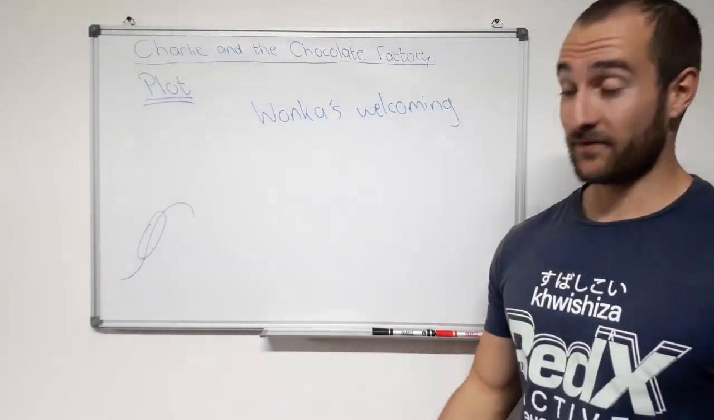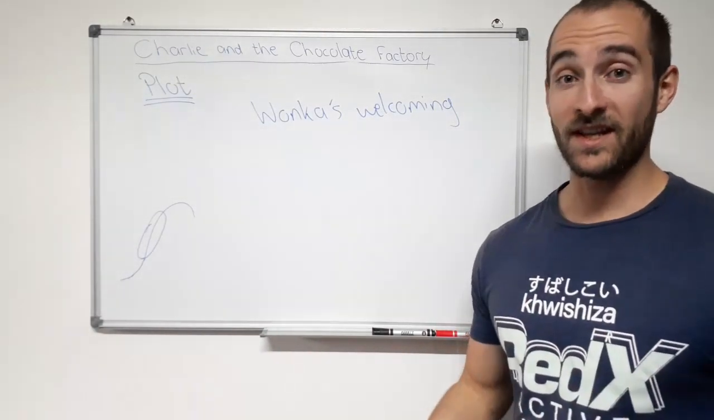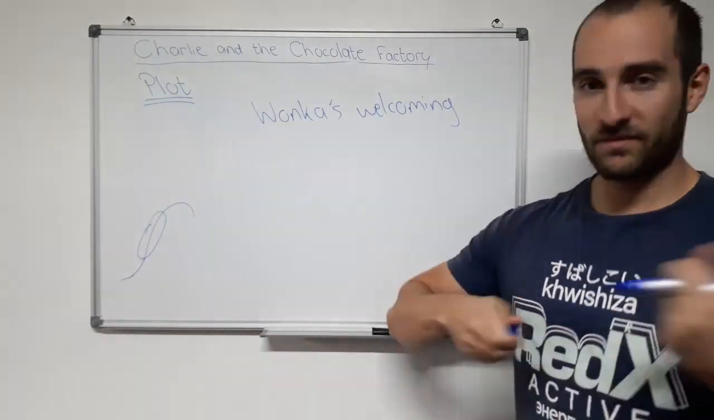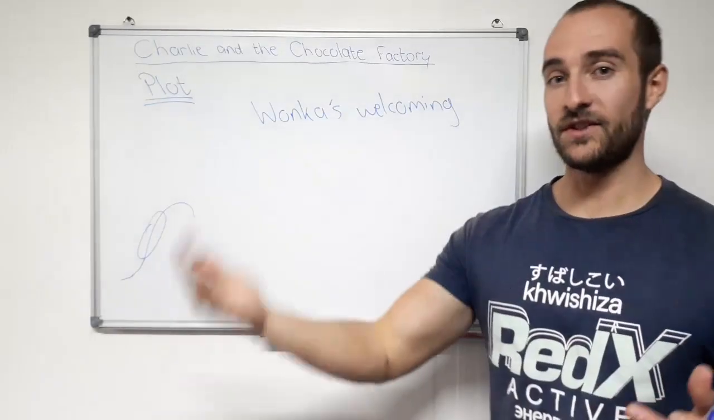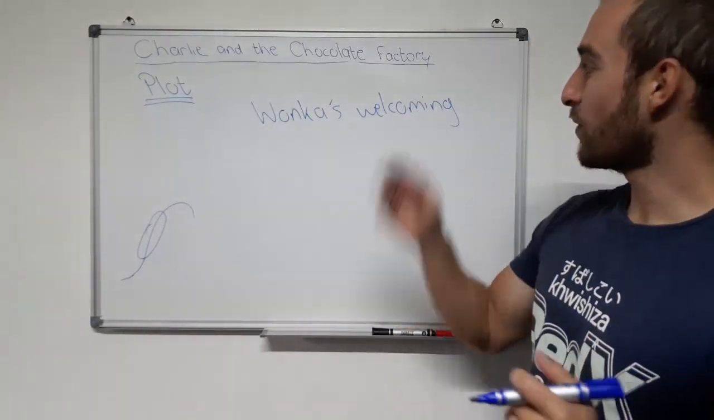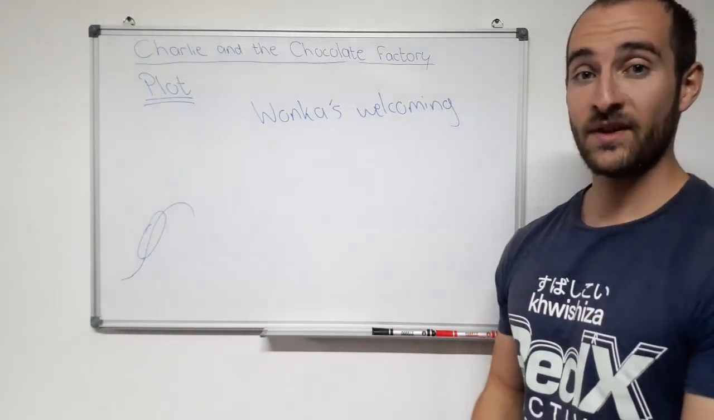Mr. Wonka is explained as a very eccentric person, personality-wise, and even the way that he looks. Very colorful clothing, which obviously shows you what his personality is like as well. So we get a welcoming from Mr. Wonka, and now we continue.